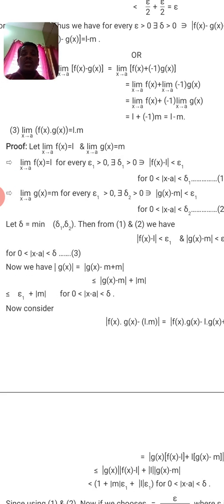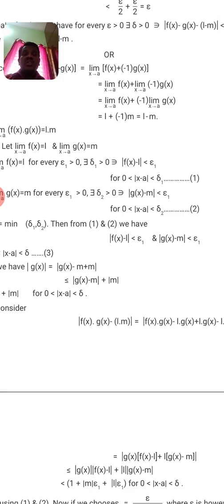It implies limit x tends to a of f(x) equals L. By the definition of the limit of a function, for every epsilon 1 greater than 0, there exists a corresponding real number delta 1 also greater than 0 such that modulus f(x) minus L is less than epsilon 1 for 0 less than modulus x minus a less than delta 1. Write it as equation number 1.